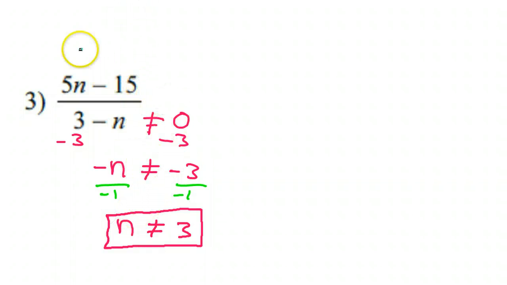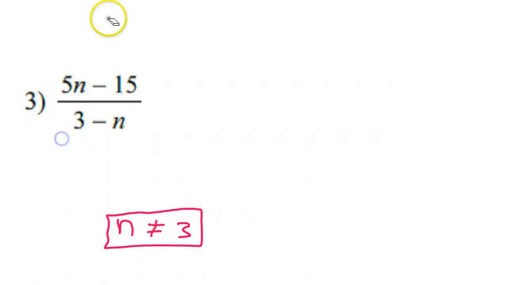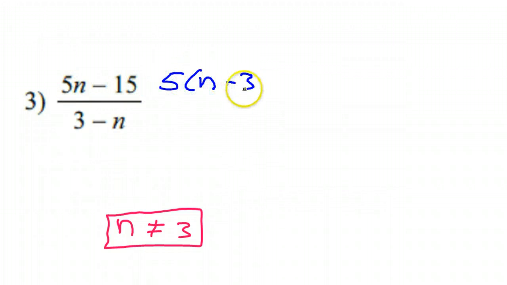Now I'm going to go back and find the simplified version of this problem. So I'm going to factor now. If I factor, that's going to be 5 times n minus 3. 5 times 3 is 15, so it makes sense.